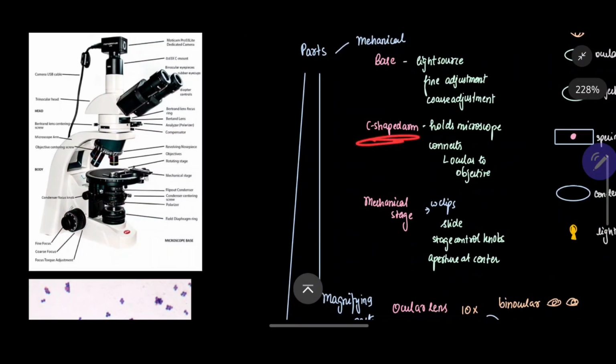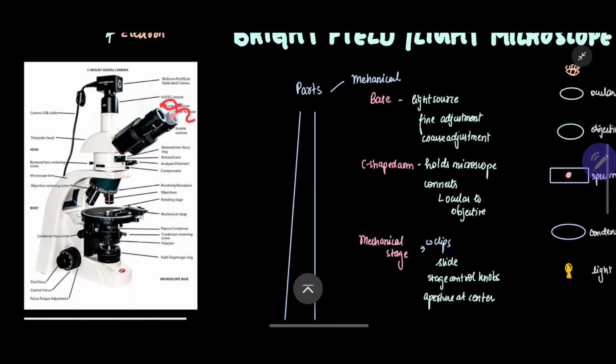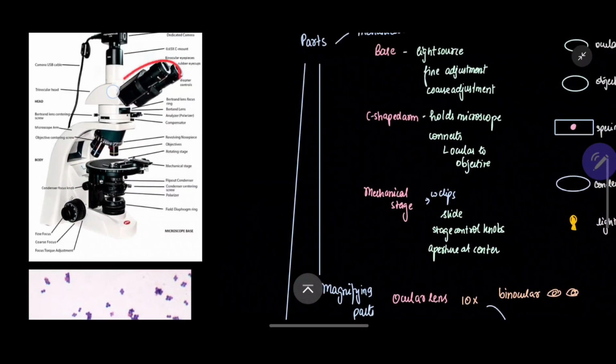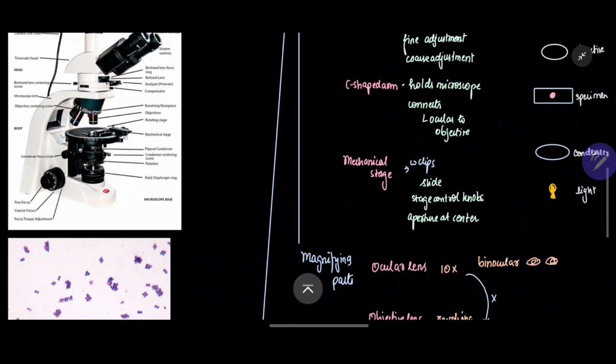Next is your C-shaped arm. This is holding your microscope together, and it connects the ocular lenses to your objective lenses. Your ocular and objective lenses are a part of your magnifying parts. So what is an ocular lens? The ocular lens is the one that you put your eye in, right? You observe through it, so that's why it's called the ocular lens. The magnification of the ocular lens is 10x. If a microscope like this one has two ocular lenses, it is called a binocular microscope. If it has one, it's called uniocular or monocular.